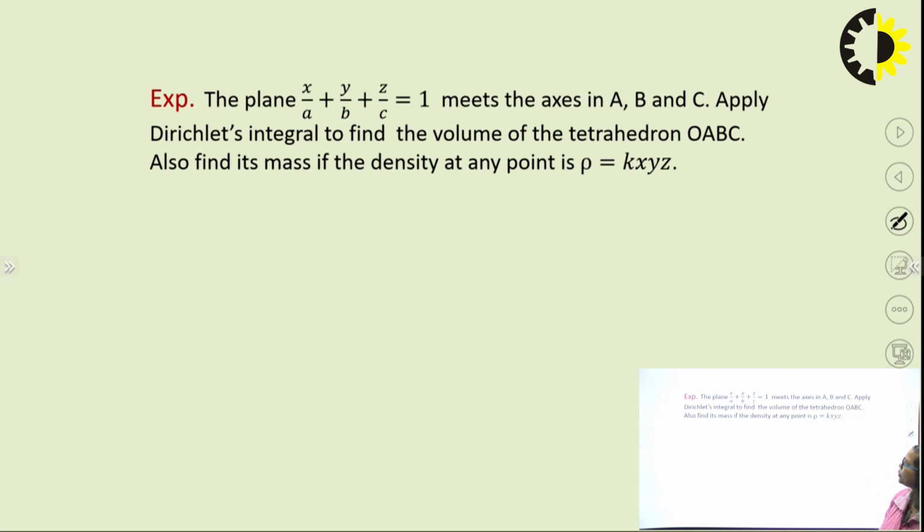So here in this question, we have to find the volume and the mass by using this Dirichlet integral. And for calculating the mass, the density is also provided to you, which is a function of x, y, z.